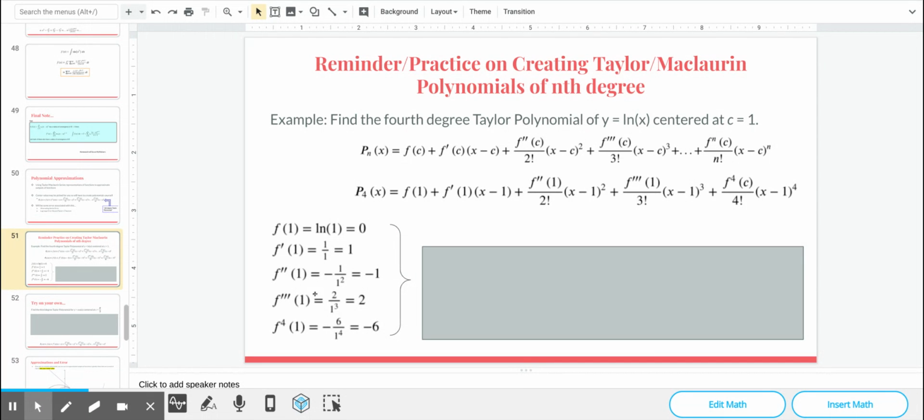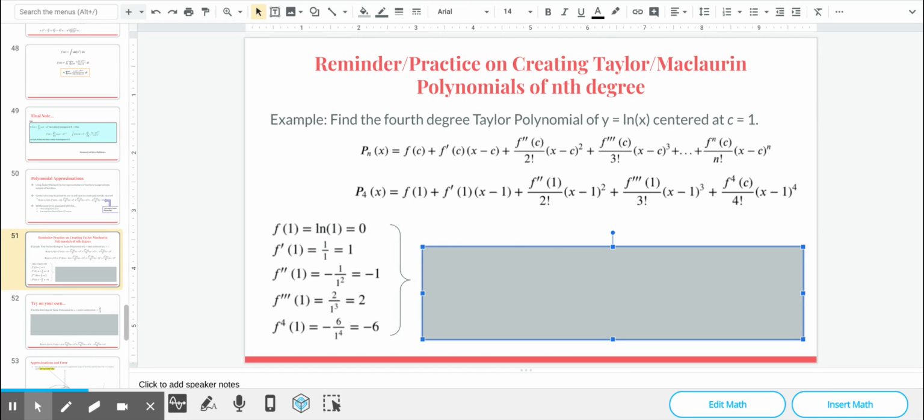And then you actually have to evaluate all those derivatives at 1. If we do that, we get 0, 1, negative 1, 2, negative 6. Those values are going to replace f of 1, f prime, f double prime, f to the third, and f to the fourth. And after I do that, I've actually already created my polynomial. So it's really not that bad.